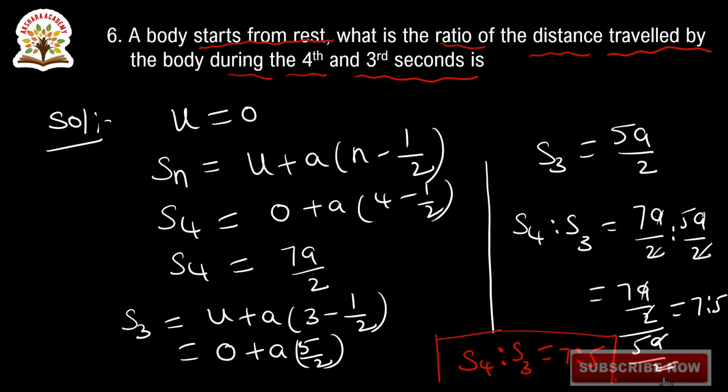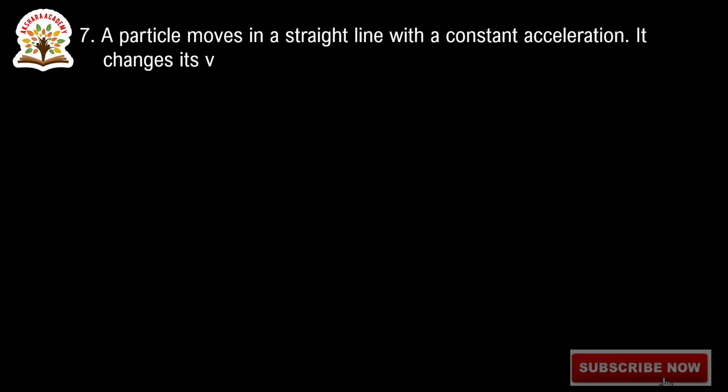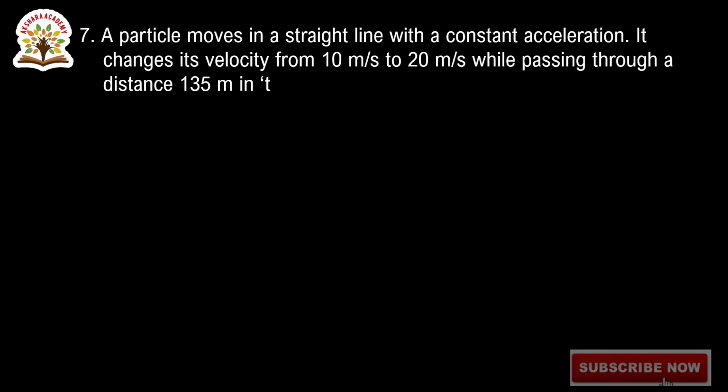Okay. Next we will go to the next question, that is the seventh question. A particle moves in a straight line with a constant acceleration. It changes its velocity from 10 meters per second to 20 meters per second while passing through a distance of 135 meters in t seconds. The value of t is, here we have to find the value of t. In this question, velocity is given 10 meters per second to 20 meters per second, the given distance is 135 meters, and we have to find the value of t.